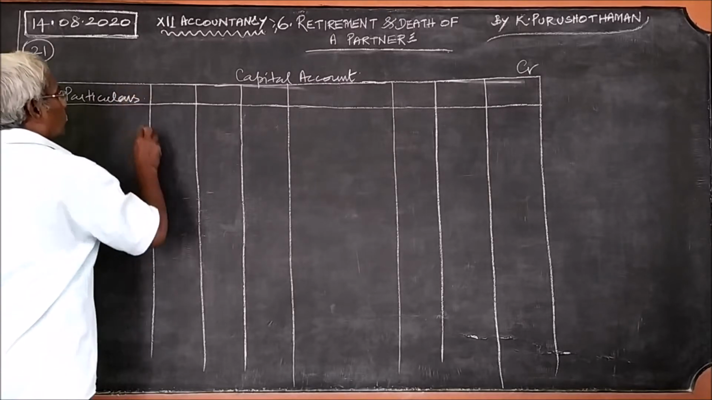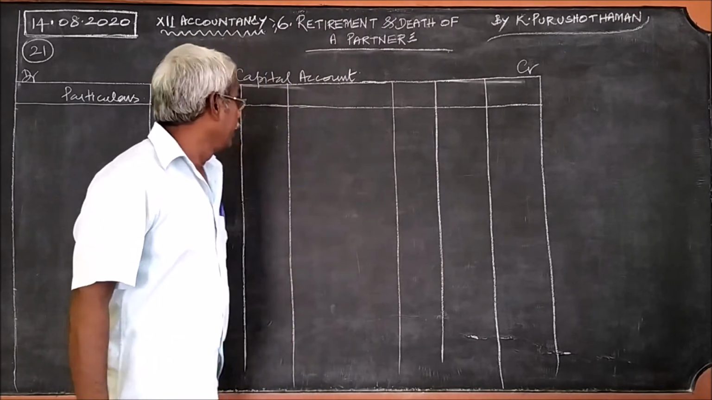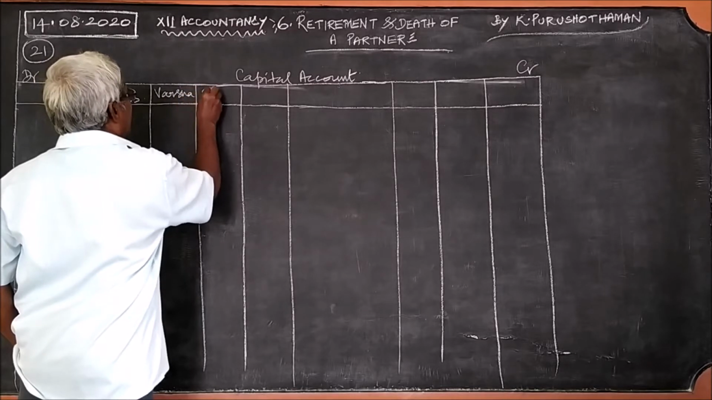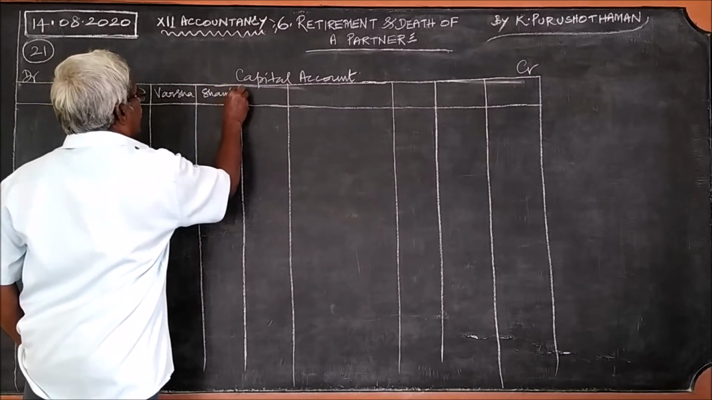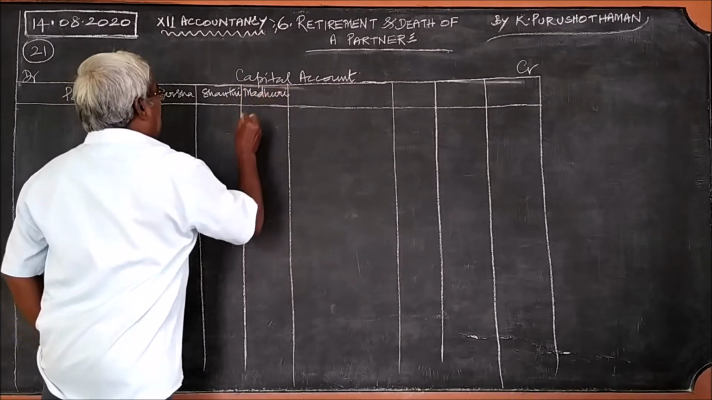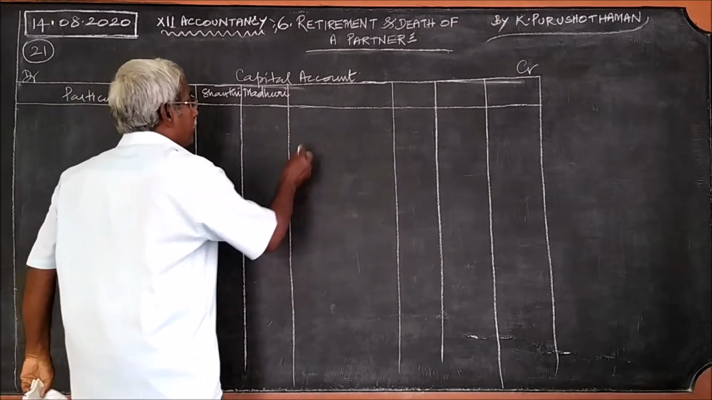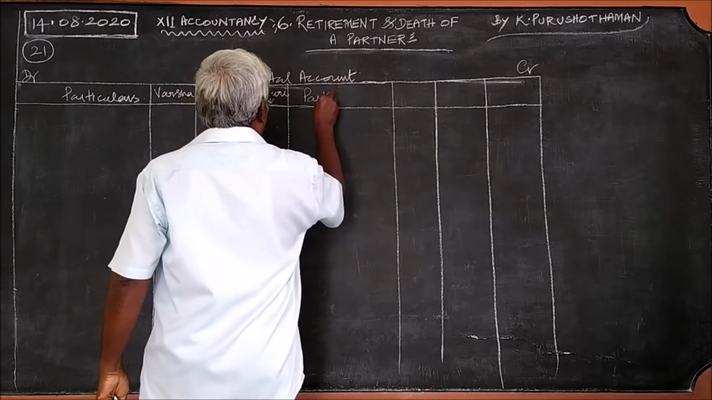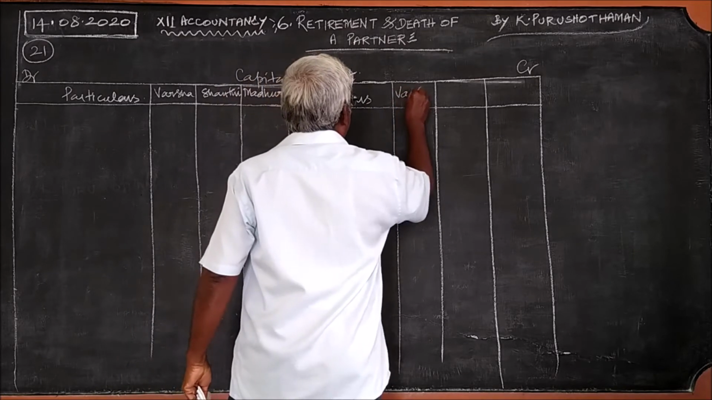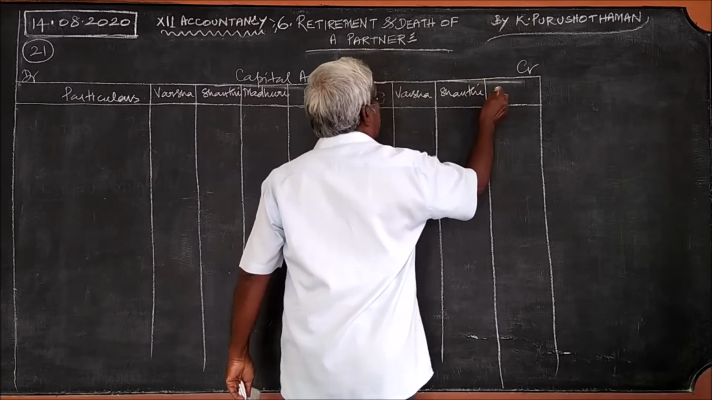Particulars, the names of the three partners, Varsha, Shanti, Madhuri. The same on the credit side. Particulars, Varsha, Shanti, Madhuri.